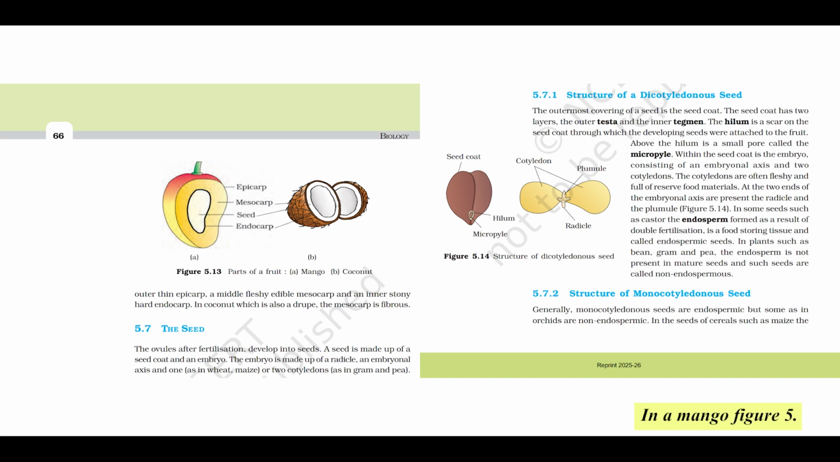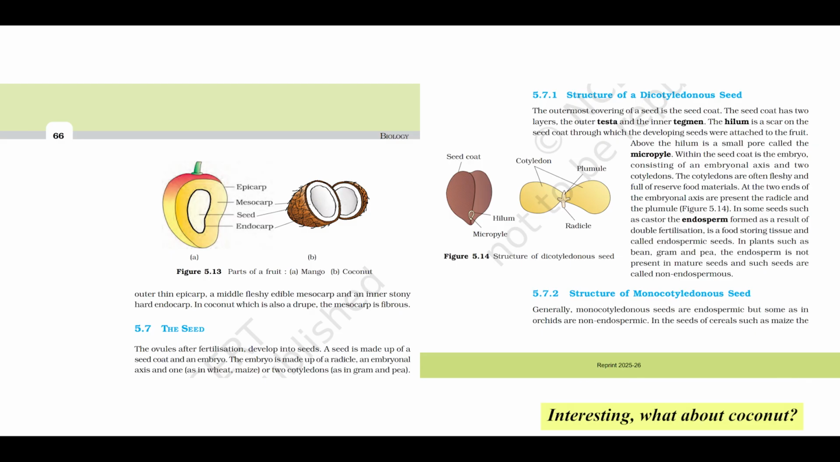In a mango, figure 5.3a, the pericarp is beautifully differentiated. You have the outer thin epicarp, the skin, the middle fleshy and edible mesocarp, the pulp, and then the inner stony hard endocarp that encloses the actual seed inside. What we often casually call the seed in a mango is, botanically speaking, the hard endocarp containing the true seed within it. So the hard bit is the endocarp, not the seed itself.